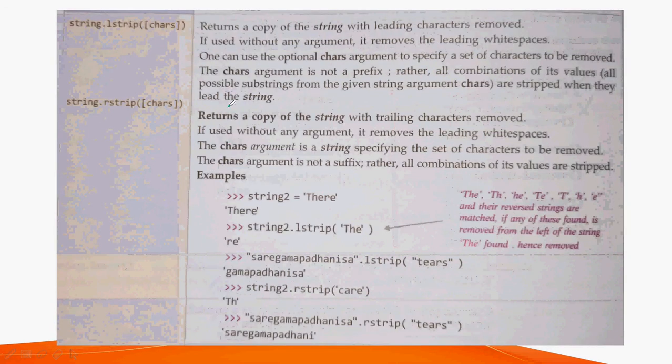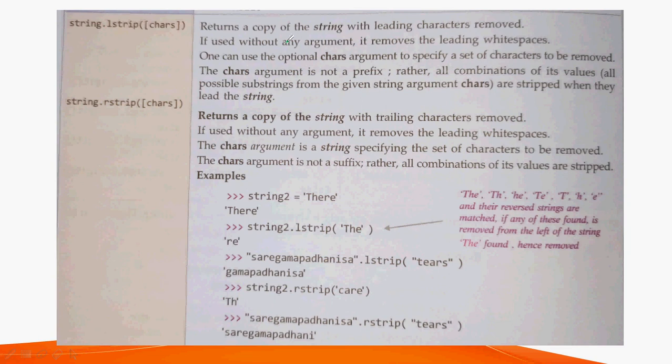Now L strip and R strip. As the name suggests, L stands for left, R stands for right, and strip means cutting or trimming. So it returns a copy of the string with leading characters removed. So left or leading characters will be removed from the string. A copy is created, not the original string changed.